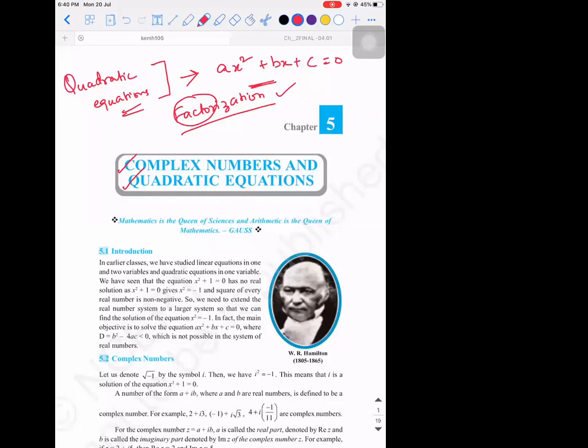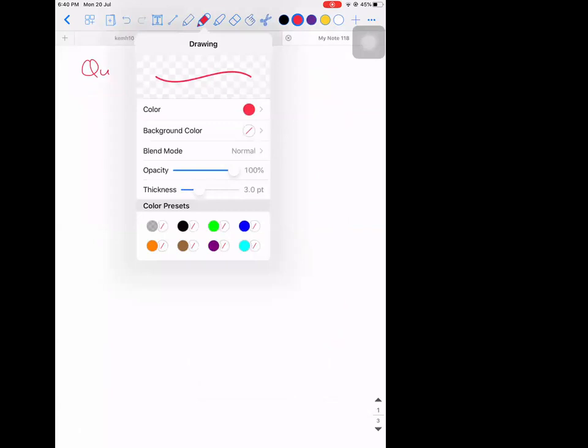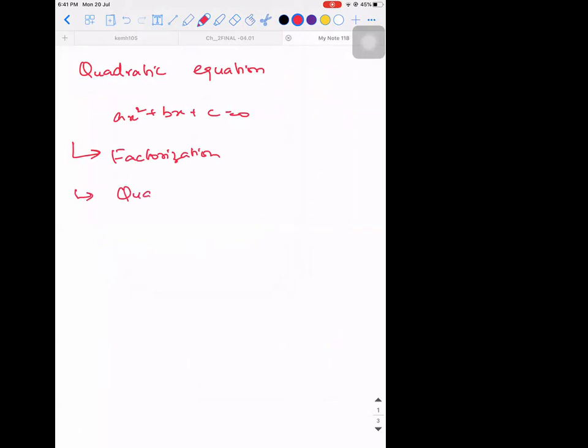Okay, let me take a new page. So in quadratic equations, the first part is ax square plus bx plus c is equal to 0. The first way of solving it is factorization. Second, you told me you use the quadratic formula. What does this quadratic formula mean? So x is equal to, can you tell me the formula? Minus b plus or minus square root of b square minus 4ac, divided by 2a.